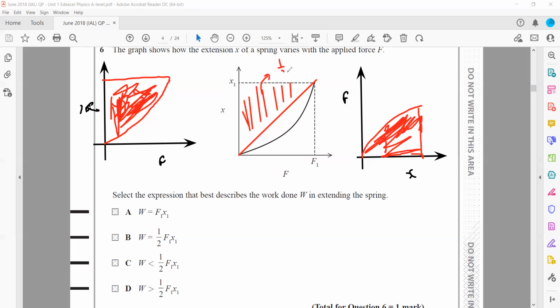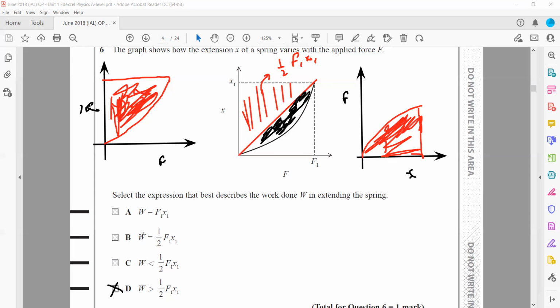So it will be half force F1 and extension x1. So half F1 into x1. But because it is more than that, this extra part is there. You can see this extra part is there. So it means the work done is more than half F1 into x1. So that's why D is the right answer.